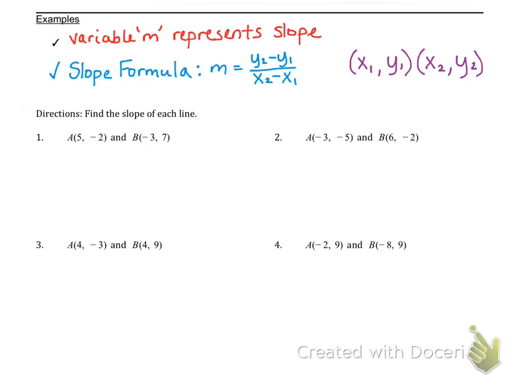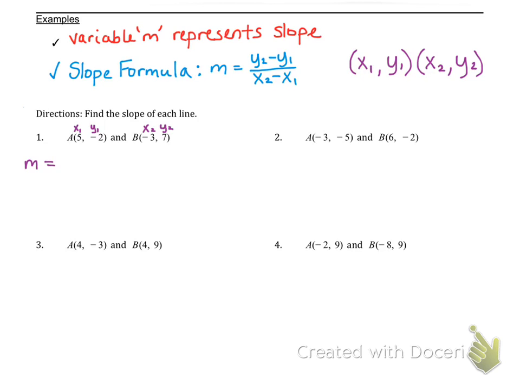So let's try some example problems. So the directions say find the slope of each line. So first thing I'm going to do is I'm going to label my points. I'm going to label them x1, y1, x2, y2. And then I'm going to find the slope.